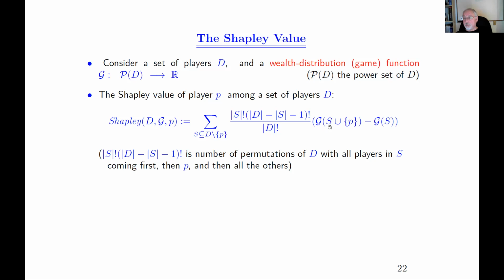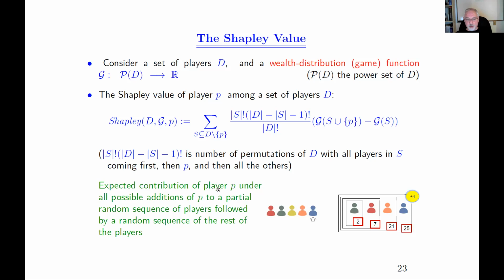Notice that here this S is a set of players that does not contain P. So here we are adding P to the set of players S, and here we don't have the player in the set. So we are considering this difference in the wealth, basically capturing the contribution of P to the wealth function or the gain function. And then this is an average over all possible subsets S, considering the order of appearance of the players in the game. So this number here is the number of permutations of players with all the players in the set S coming first, then followed by P, and then all the other remaining players. So it's an average of contributions of P, considering all the possible different scenarios that may emerge, considering the other players.